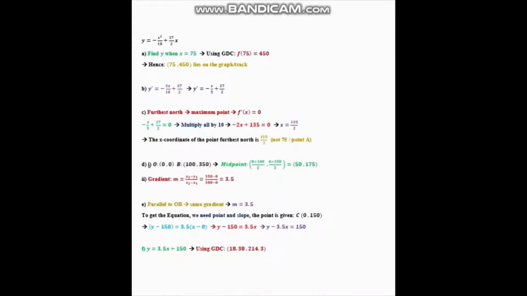So negative x squared becomes negative 2x, and of course the denominator remains as it is. 27 over 2x becomes 27 over 2. So this is your derivative function. I can simplify 2 over 10 right there, and it becomes just x over 5.